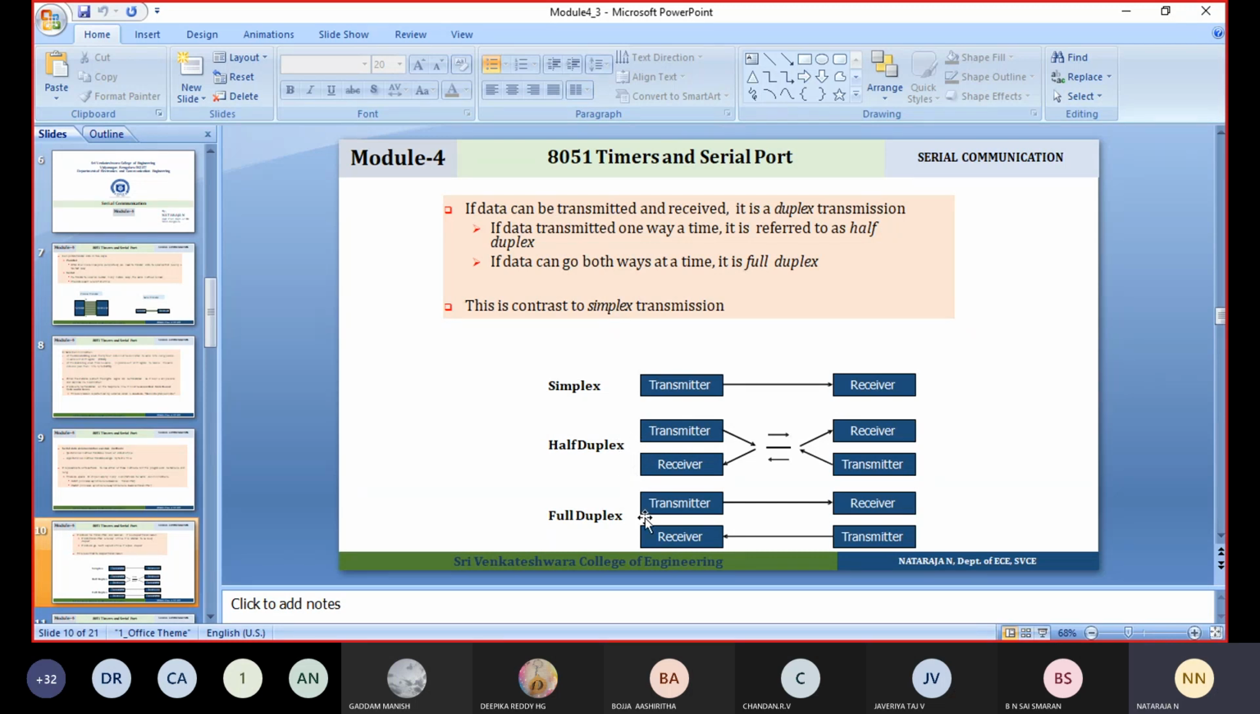Then what is a full duplex? Full duplex is with respect to the transmitter. On one side we can transmit the data, and on the other side we can receive the data. Through a two-way channel we get the information from source to destination. That we call a full duplex. And what is simplex? It's only one way. We transmit data in only one way. There is no receiving. That we call a simplex. This is the difference between simplex, half duplex, and full duplex. Make a note of this.